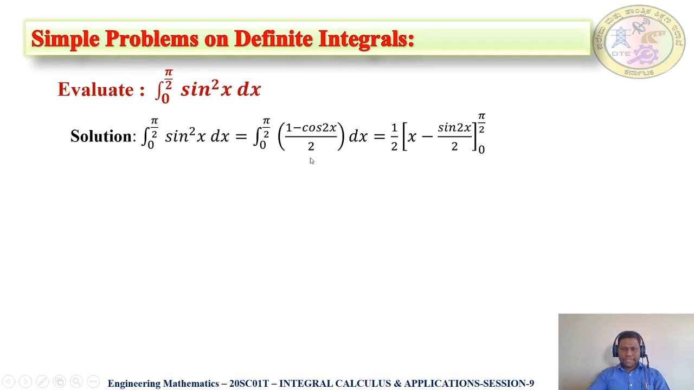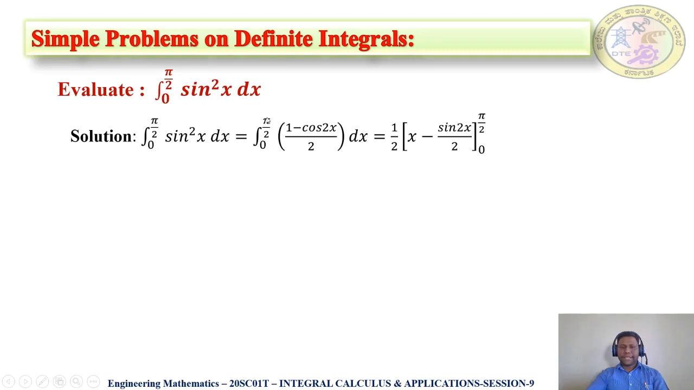Here 1 by 2 is a constant term. We can take it outside of the integration. Now integration of 1 is x. Integration of cos 2x is sin 2x divided by 2. This is already well known to you, because in integration also we have discussed all these things. Now we are just concentrating on applying the limits, upper limit and lower limit, and simplification.